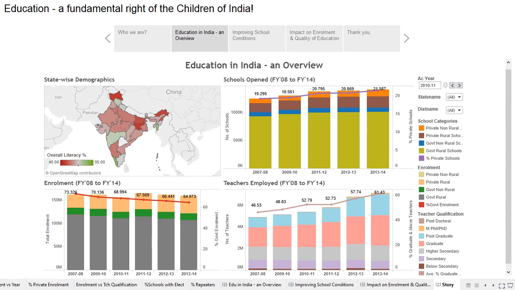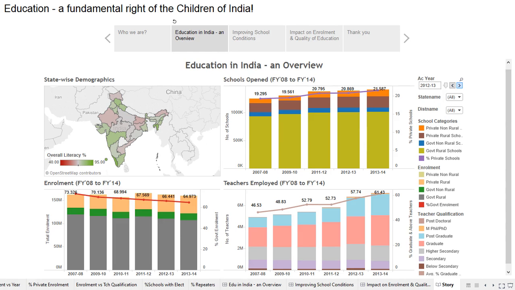The band at the bottom right talks about the color difference. The red color indicates states where the literacy rate is lower and the green where it's higher. One can also see how this dashboard changes over a period of time. Over here we have the academic year, which is presently set at 2010-11. As we move this forward, we find that most states become green, which basically indicates that the literacy rate is increasing.